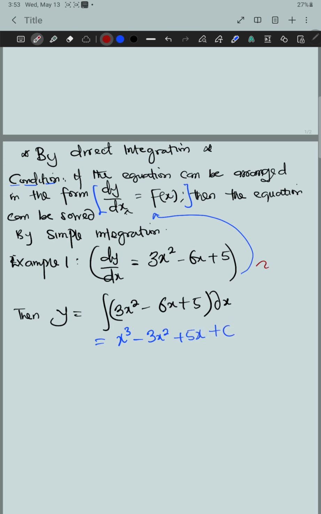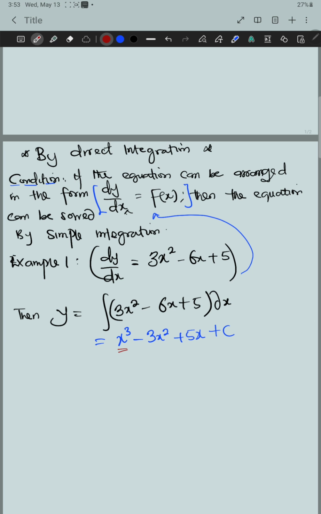In case you don't understand what we just did, the integral of 3x² dx is 3x³ over 3, so this 3 cancels this 3. That was how we got this. If you are confused about the 6x, the integral of 6x is 6x² over 2, so this cancels and we have 3x². That is how it is operated.